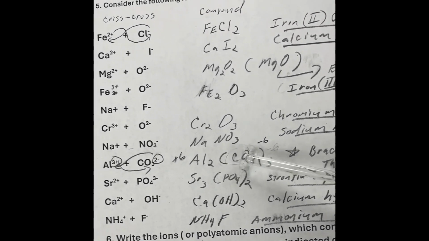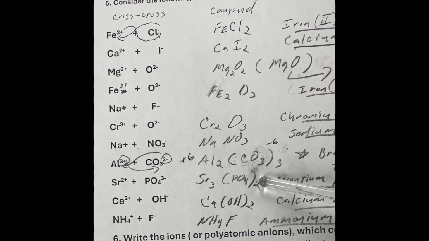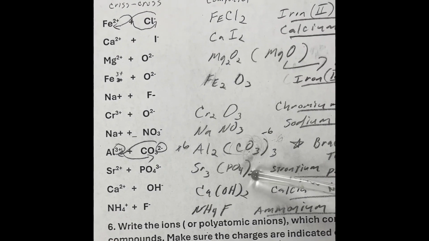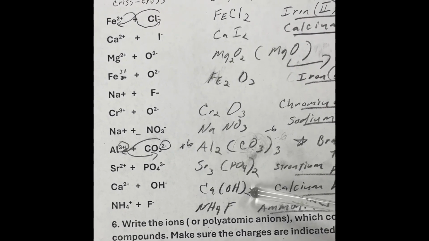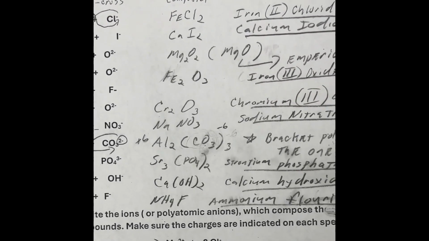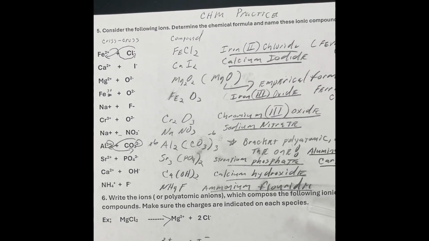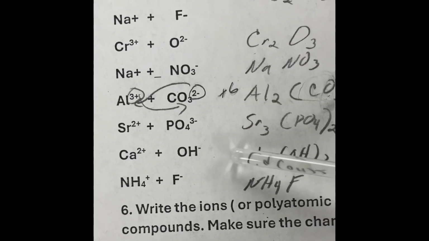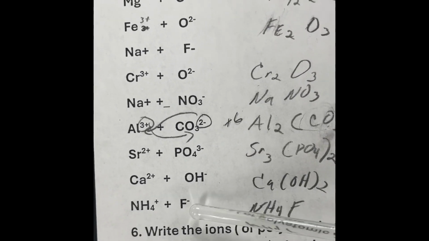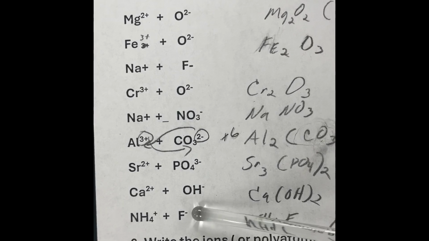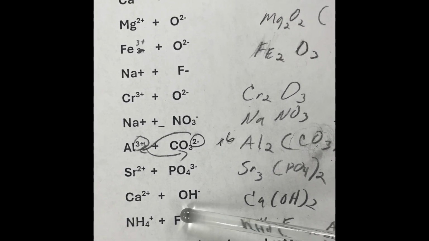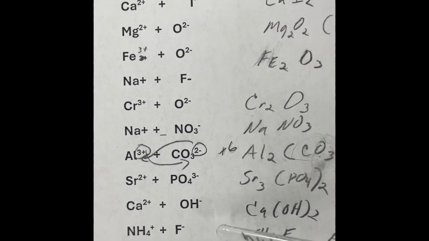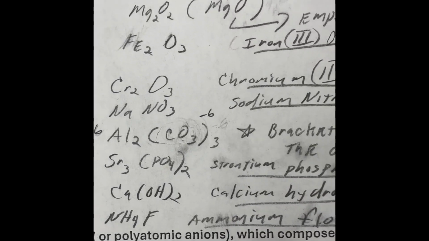So there it is. Here's the answer for strontium phosphate. This is calcium hydroxide. And last but not least, we'll zoom in. That's ammonium. That's fluoride because it has a negative. If it was simply an F, it's fluorine, but now it's fluoride. And that's ammonium fluoride.